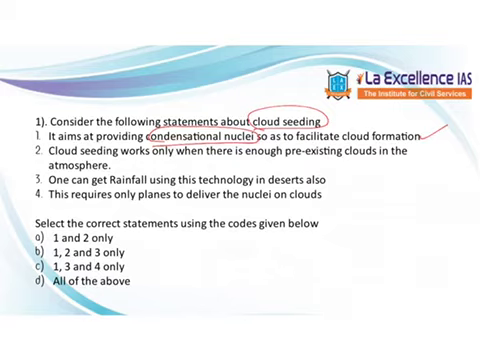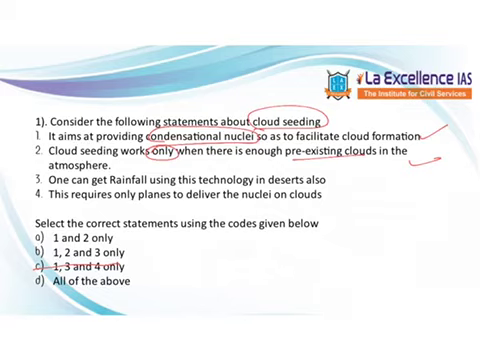Then, cloud seeding works only when there are enough pre-existing clouds in the atmosphere. Yes, the cloud seeding process just accelerates the process of condensation. So it will work only when there is a pre-existing cloud. So 2 is also correct. So answer C is not the choice.